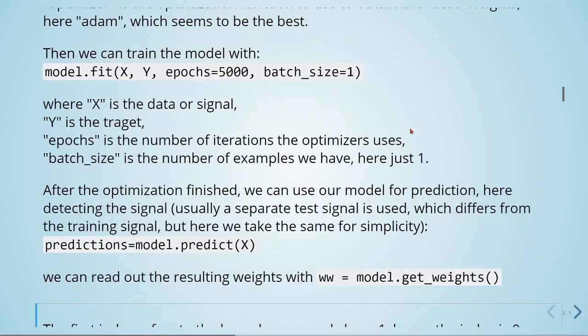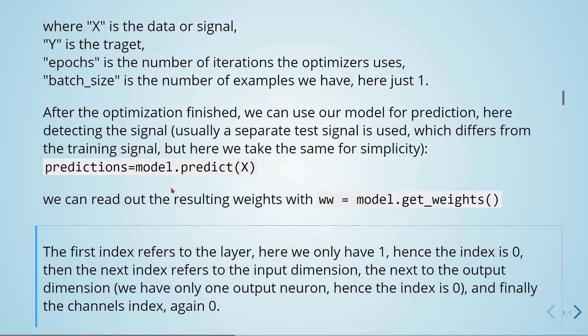So after the optimization finished, we can use our model for prediction. Here we want to detect the signal. Usually a separate test signal is used that is different from the training signal, but we're just giving here a very simple example, not going into the detail. There is much more than what is written here about batch size and the epoch. So we will just use the same input for testing. So here we are making a prediction.